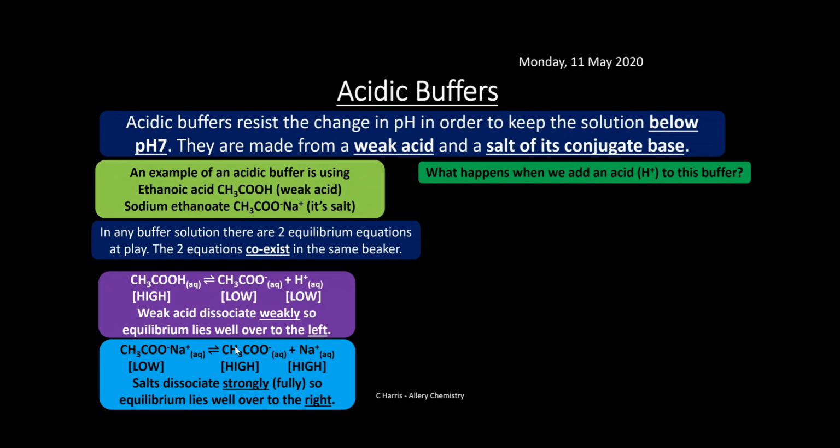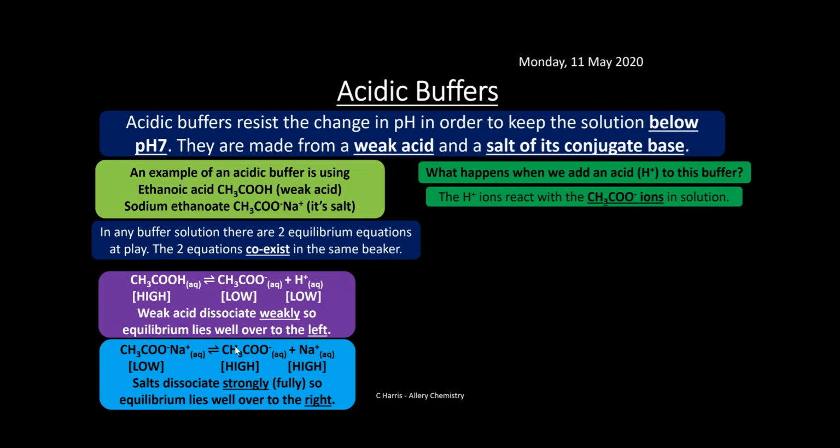What we've then got to do is try and explain what happens when we change the conditions of this buffer. Now, in the exam you've got to articulate yourself in a particular way. So look at the words that I'm using here. The keywords will help to explain what's going on, and they will ask questions like this. So let's look at what happens when we add an acid, H+, to this buffer.